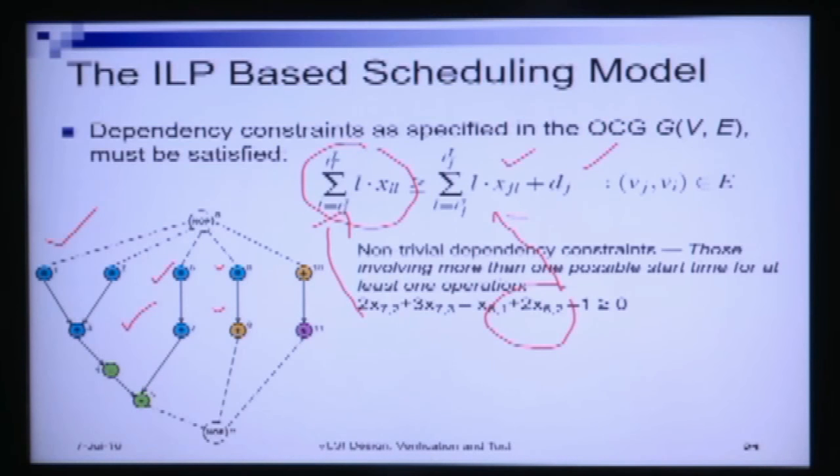Now, what we are saying is that the difference of the start times, which is given by 2x72 plus 3x73 minus x61 plus 2x62, is the difference of the start times of 7 and 6. These start times have to be separated by at least 1, because all operations are unit time operations. And therefore, we get this whole corresponding expression here. This inequality represents this constraint.